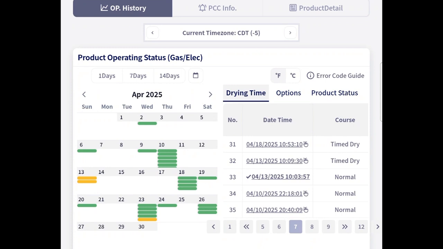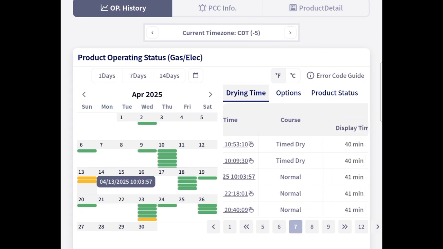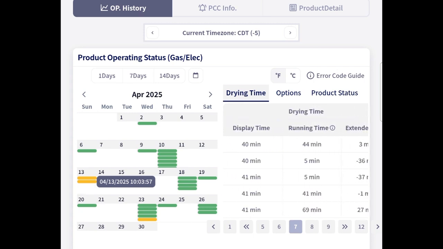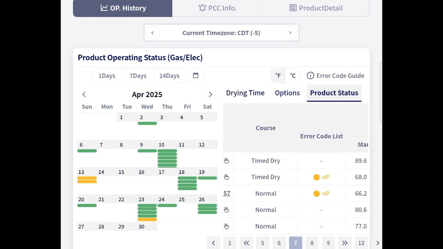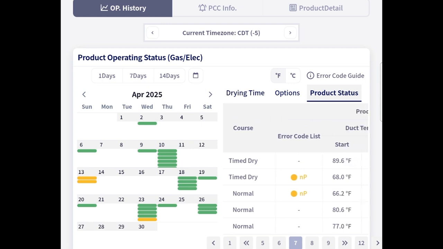This is an example of how error codes will display for the dryer data. So the green bars and yellow bars that you see, that's each individual cycle. That's on the calendar. The yellow bars indicate that something definitely went wrong during that cycle. So I'm going to select April 13th. And we're going to scroll through our table at the top and see. So we see that a few cycles there ended very, very short. So I'm going to go over and look at my product status, and that brings up my error code list and tells me that there were NP errors that happened.